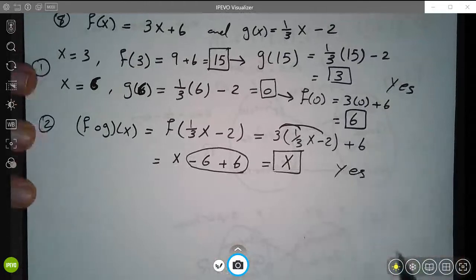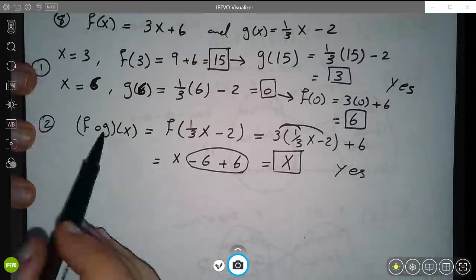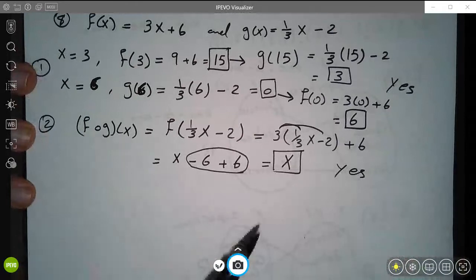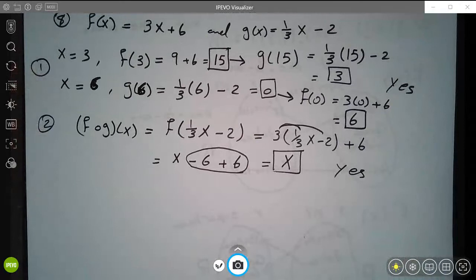And I guarantee if you do it the opposite way, g and f, it'll still give you the same result. Right, so for number 8, f and g are inverses. Let's try number 9.